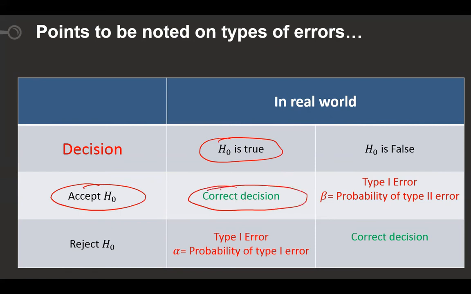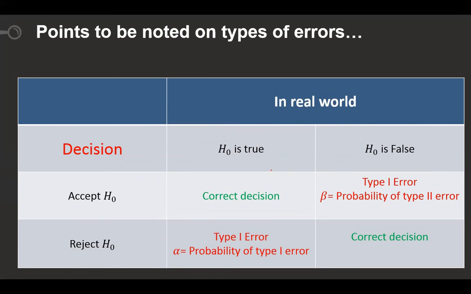Now, in the real world, H naught is true, but I am rejecting it. That's what I told you: truth is neglected, truth is rejected. H naught is true, it is rejected, then the researcher is making a type 1 error. Alpha is equal to the probability of type 1 error. This also we can remember. Once again, H naught is true, but it is neglected, so it is a type 1 error.